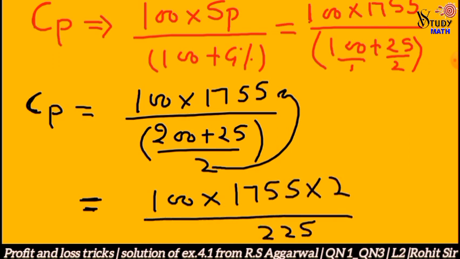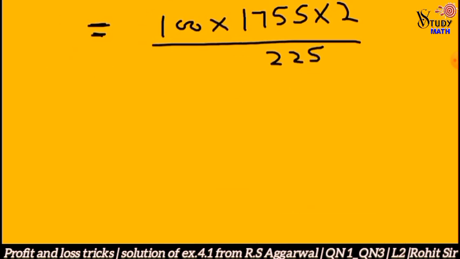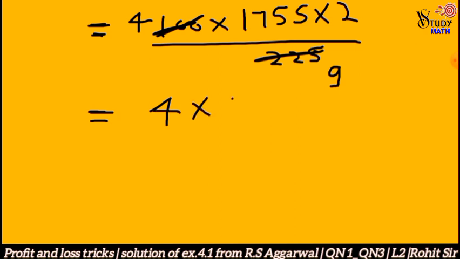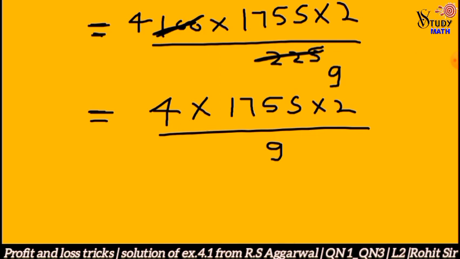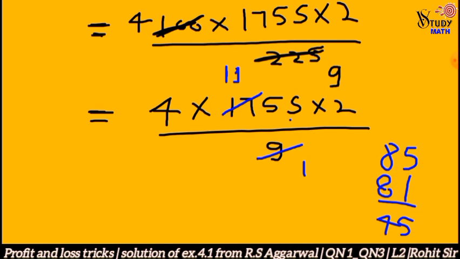Now do the calculation. 25 4s are 100, 25 9s are 225. So 4 multiply 1755 multiply 2 upon 9. Now think: 9 1s are 9, 9 1s are 9. We have 8 remaining. Copy 5. 9 9s are 81. Now 4 is remaining. 5 is copied. 9 5s are 45. So we have 4 multiply 195 into 2.